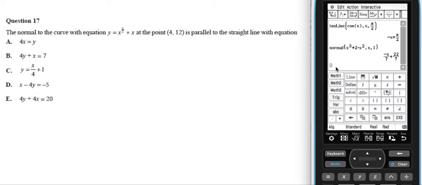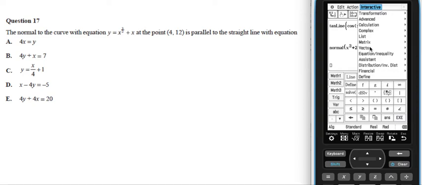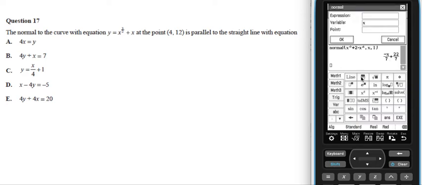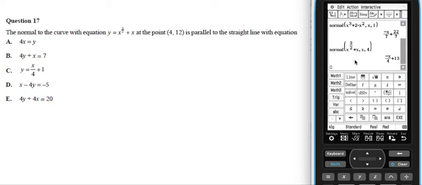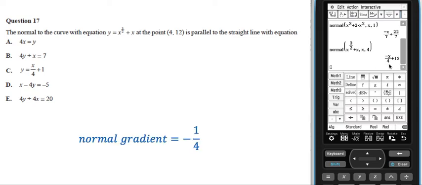And even though we only need to talk about gradient, we can still use this function to work out the equation of the normal. So it's interactive, calculation, line, normal. The expression is x to the power of 3 on 2. So x to the power of 3 over 2, just putting that in a fraction because it needs to recognize that that whole thing is the power, plus x at the point 4, 12. So we're going to put in 4 because we only need to put the x coordinate in there. We hit OK. So there's the equation of our normal, right? Which is y equals negative x on 4 plus 13.